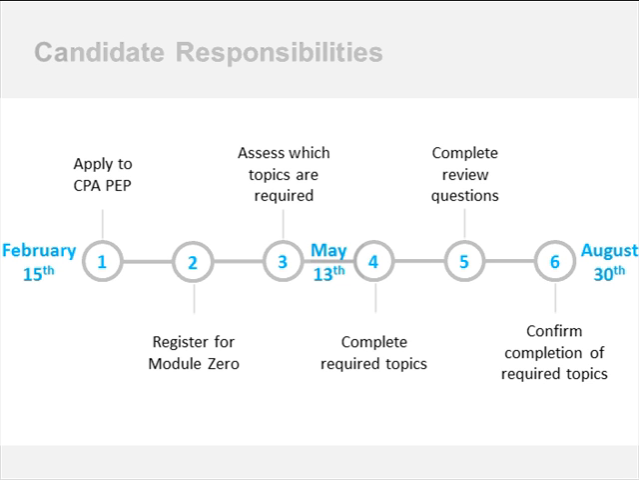And then as part of the registration process, the third step would be for candidates to assess which Module 0 topic areas they think they will need to complete. All registered candidates gained access to Module 0 online materials today. And the fourth step would be for candidates to make their way through the materials at their own pace, over the course of the summer, for each topic that they identified as required.